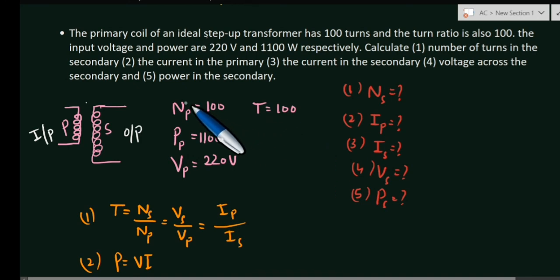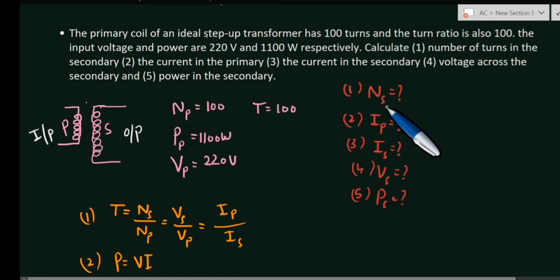So they have given all these values. Np, the number of turns in the primary, that is at the input side, is 100. The power at the input, that is power at the primary, is 1100 watt. The voltage on the input side is 220 volt, and the T value is also given, that is 100. And these are the values they are asking: Ns, Ip, Is, Vs and Ps.